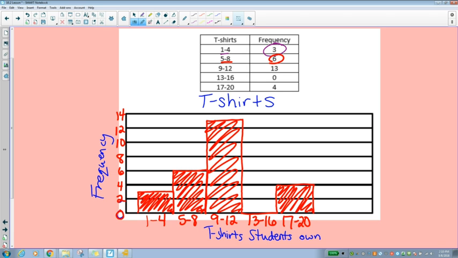Again, you have to have intervals on the x-axis, which is the one with the number of t-shirts students owned. And then you have to have the bars all approximately the same width, and they have to be touching each other to be a histogram.